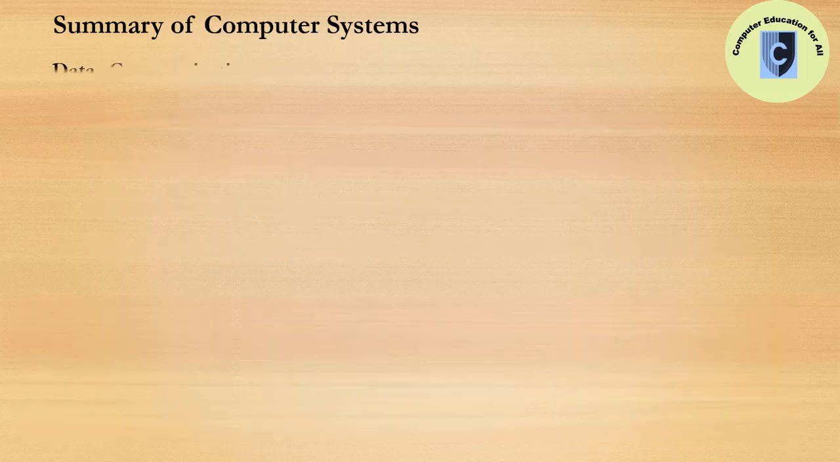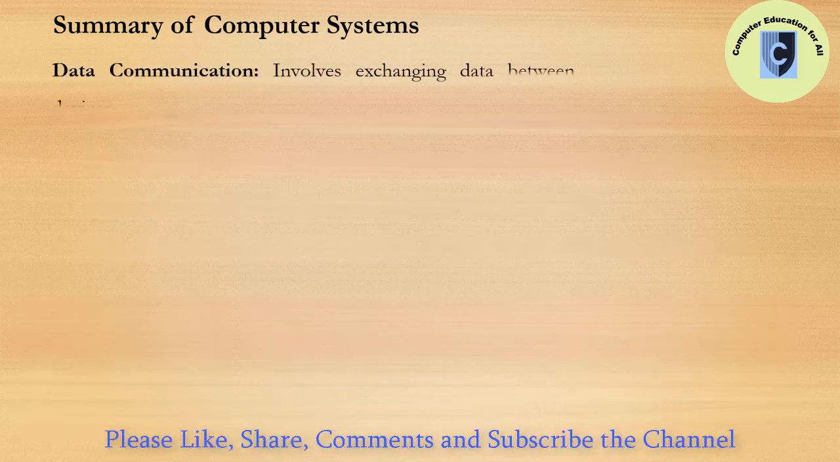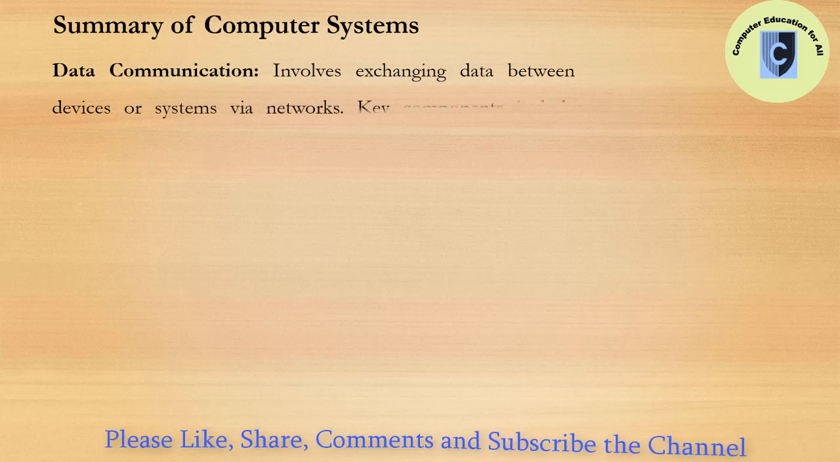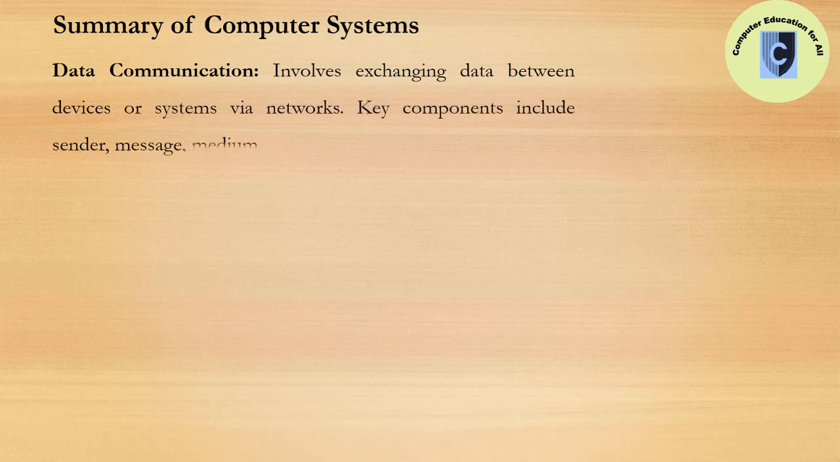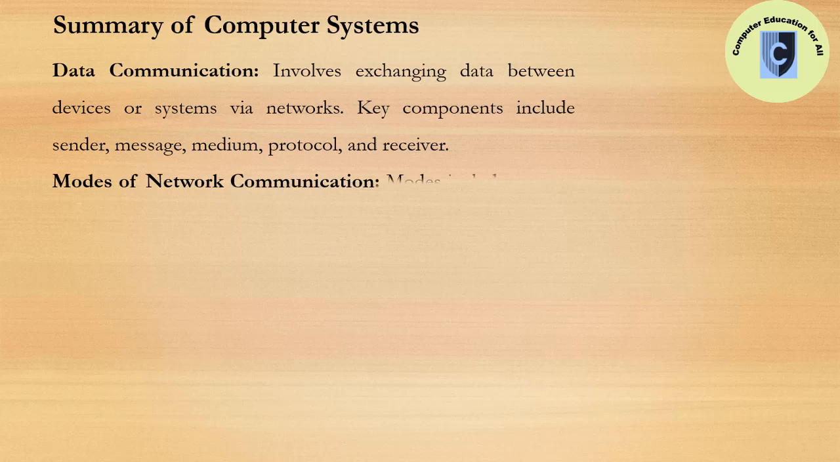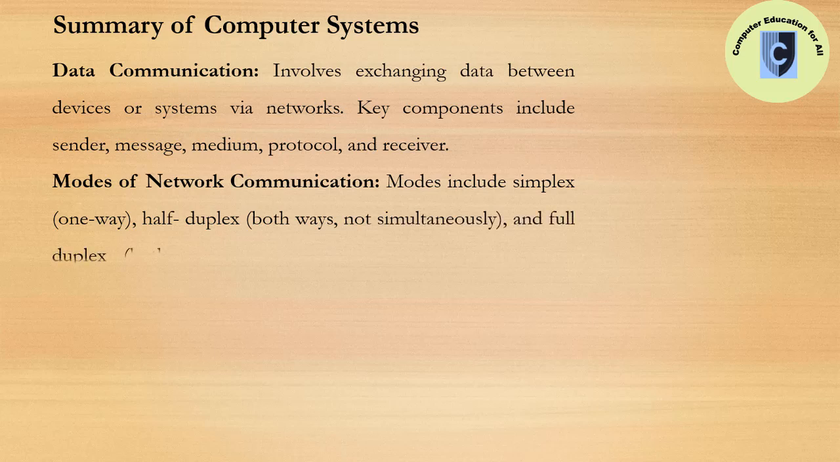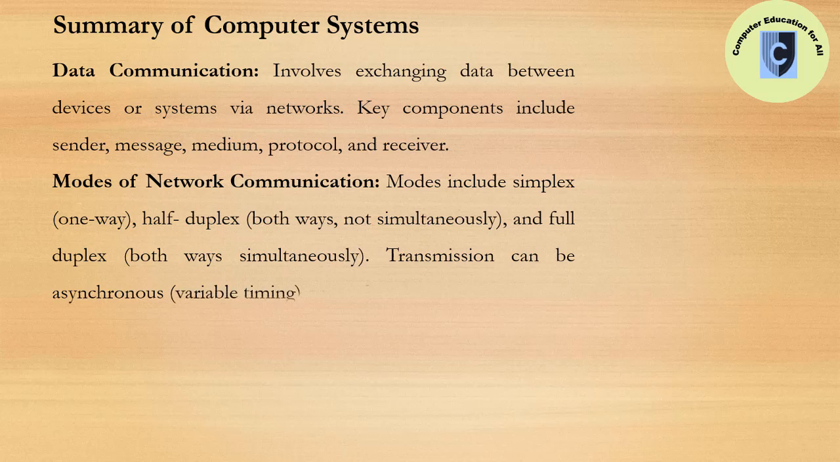Data communication involves exchanging data between devices or systems via networks. Key components include sender, message, medium, protocol, and receiver. Modes of network communication. Modes include simplex, one-way; half-duplex, both ways but not simultaneously; and full duplex, both ways simultaneously. Transmission can be asynchronous, variable timing, or synchronous, fixed timing.